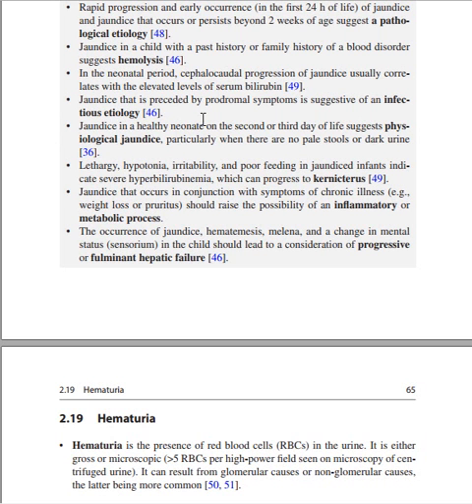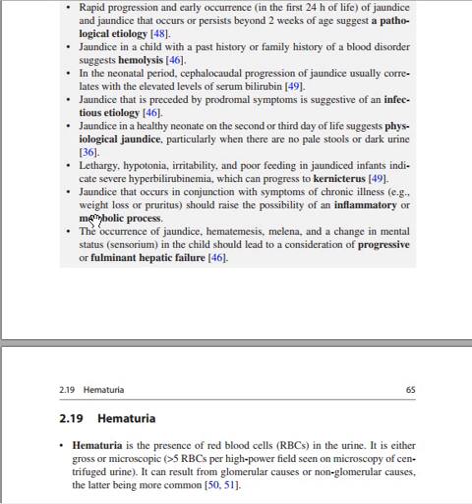Jaundice in healthy neonates on the 2nd and 3rd day of life is physiologic jaundice, particularly when there are no pale stools and no dark urine. If you have lethargy, hypotonia, and irritability, you can think of kernicterus, which is a complication of jaundice, when the bilirubin has accumulated in the basal ganglia and results in hypotonia, lethargy, irritability, and poor feeding.